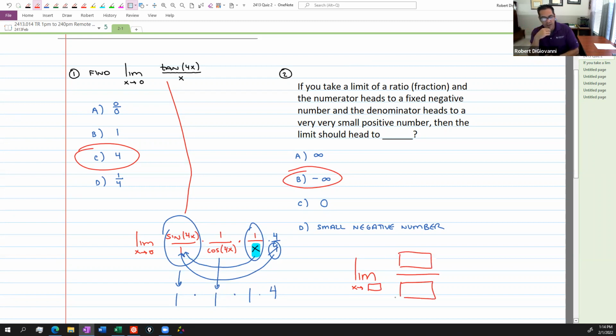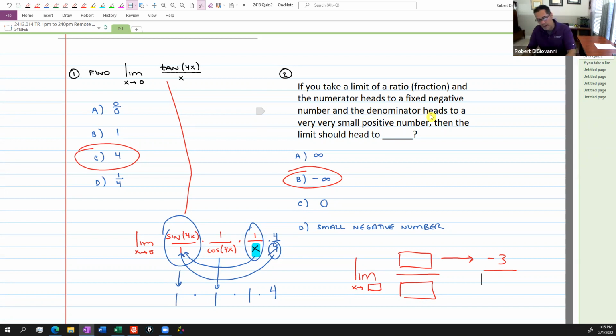I'm saying here that the numerator heads to a fixed number, and that number is negative. So this is headed to some negative number. I don't know what it is, but I'll just make up a number, -3. It's a negative number. And simultaneously, the denominator heads to a very, very small positive number.